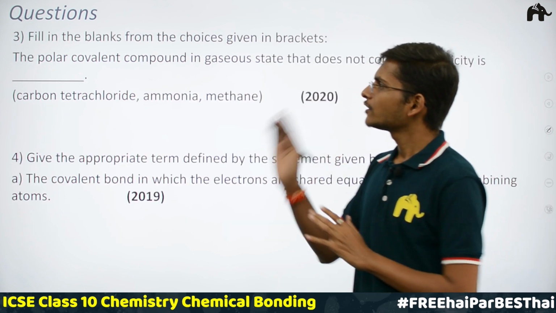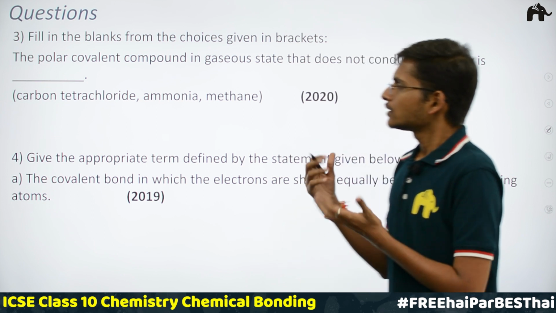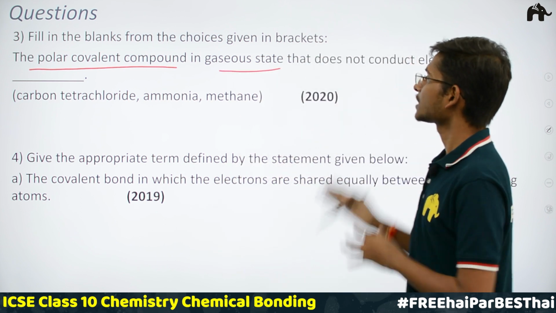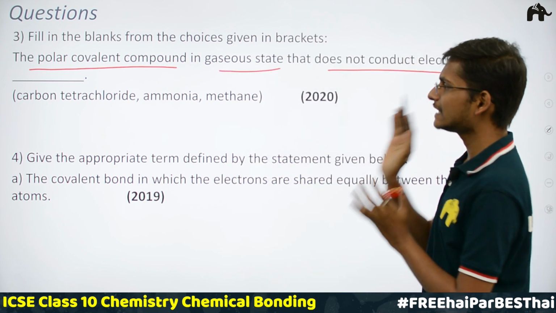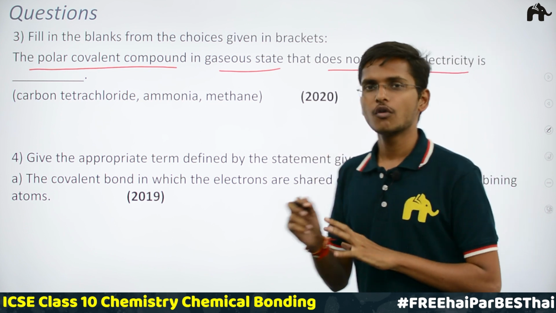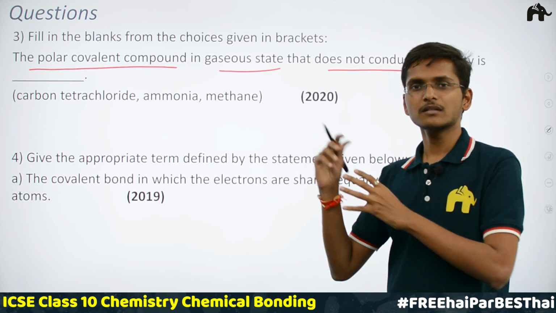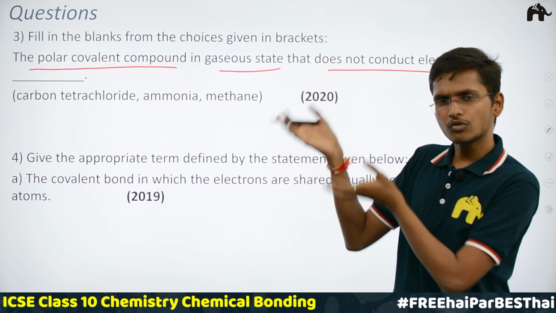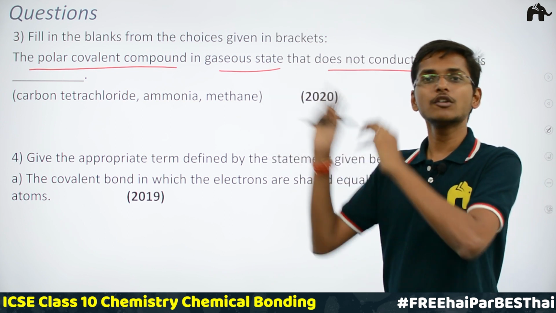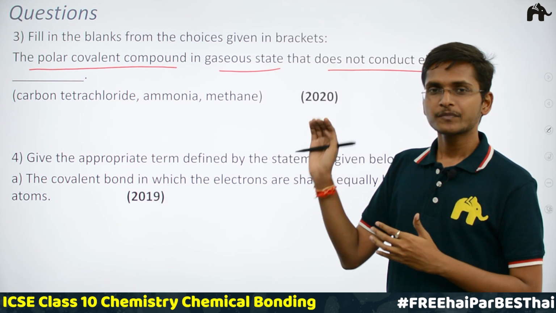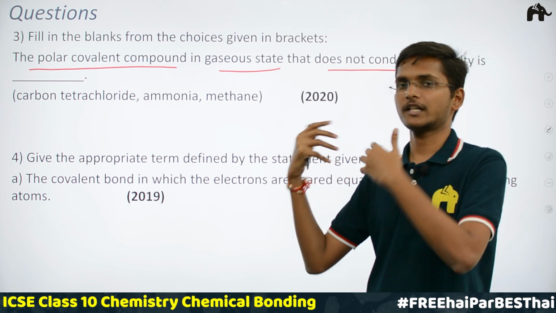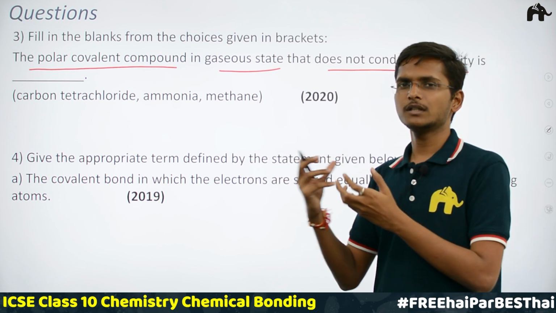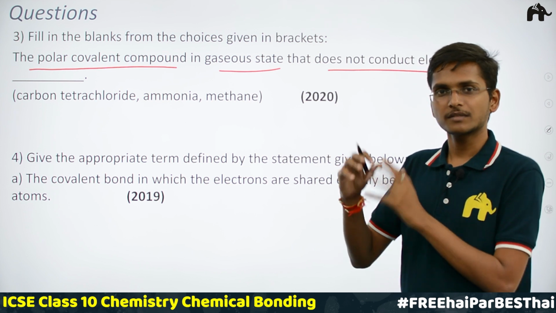Moving ahead, fill in the blanks from the choices given in the brackets. The polar covalent compound, in gaseous state, that does not conduct electricity is dash. Out of these three we have to choose. Let me tell you one thing, I'm not going to explain the answers of all the questions. Those questions which we can answer easily by watching the video and learning all the concepts which we have already studied, I'm not going to explain in detail. But don't worry, those questions which need some explanation because they are quite difficult, I would explain.